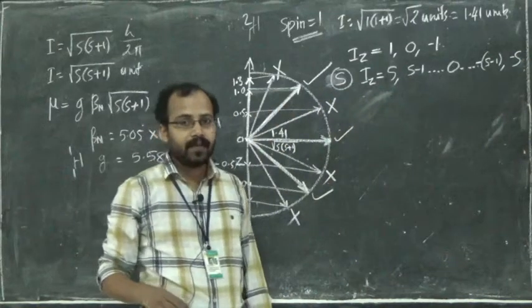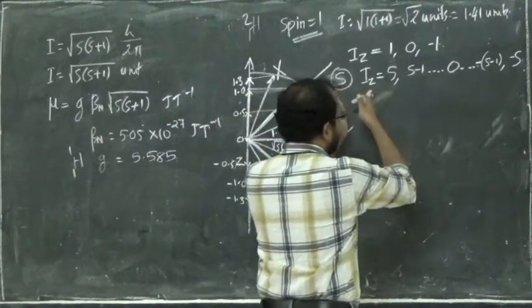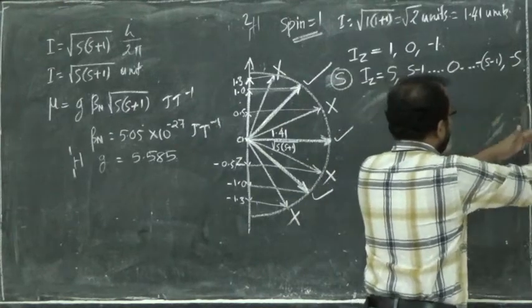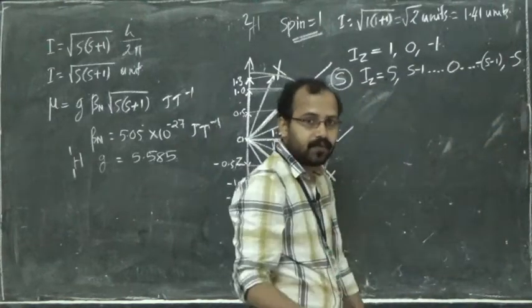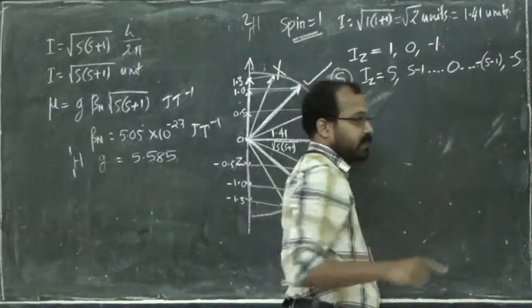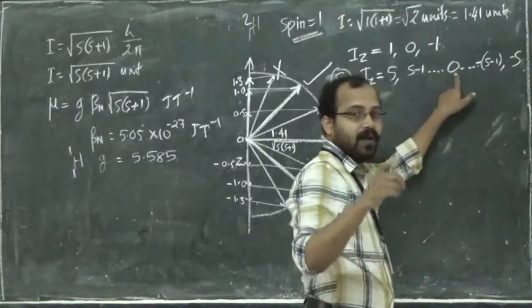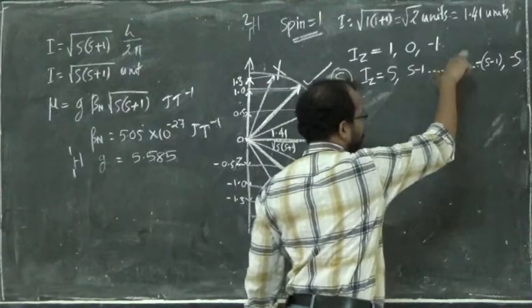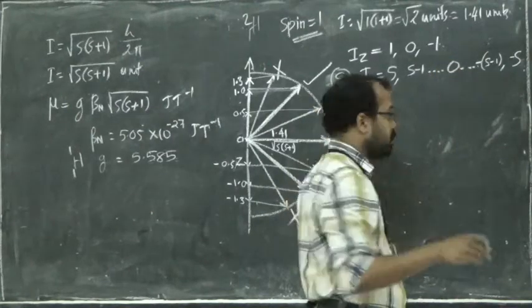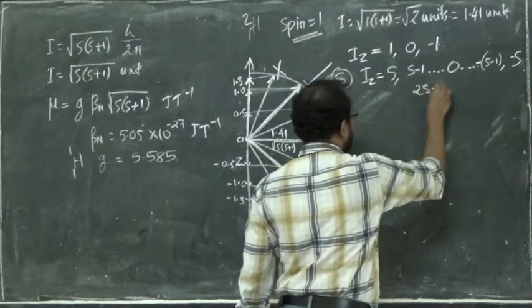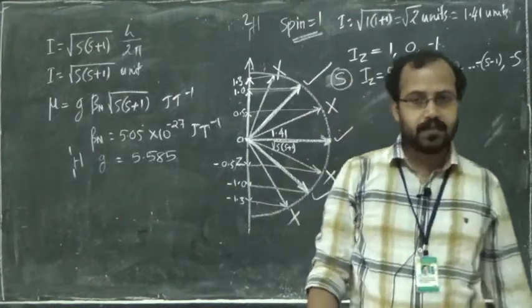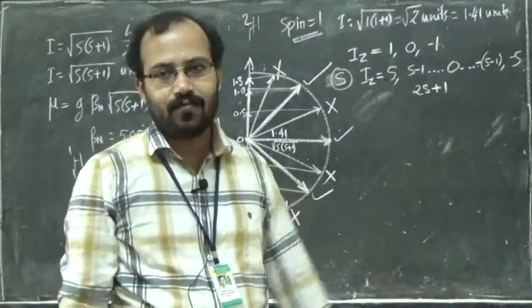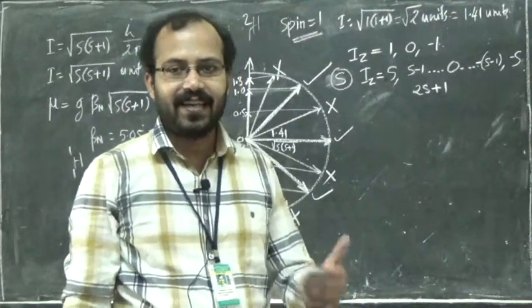Then how many components will there be? On the left side of the 0, there will be S components. On the right side of the 0, there will be S components. Then including 0, that is 2S plus 1. So totally there will be 2S plus 1 components, that is, 2S plus 1 Iz values. This is the case when S is an integral value.